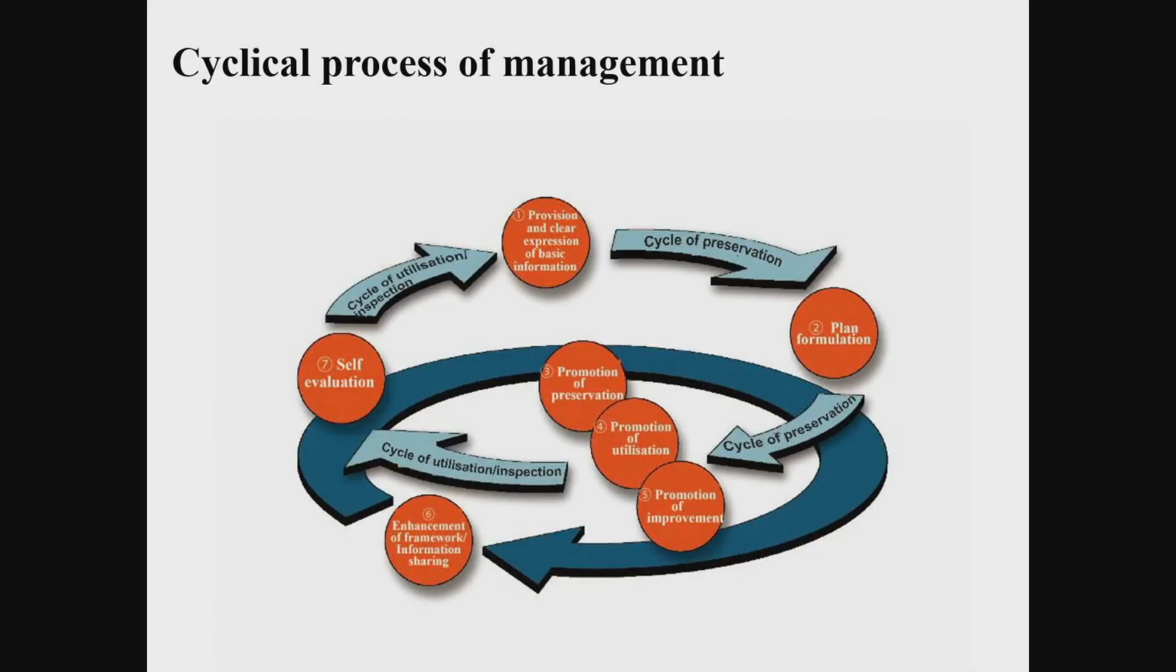This slide shows a conceptual diagram of management. As this diagram indicates, entire process flows from provision of basic information to self-evaluation, explained earlier, are unified as a single flow. Then, the flow circulates as a system. In this way, I believe better preservation and utilization can be achieved. In addition, this cyclical system is further supported by a management framework and coordination.